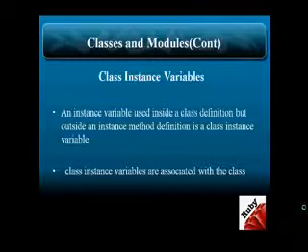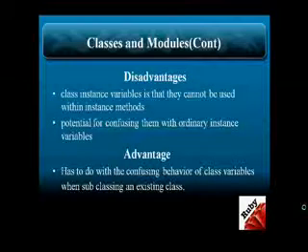Now, talking about the disadvantages and advantages of class instance variables, we can say a disadvantage of class instance variables is that they cannot be used within instance methods as a class variable can. Another disadvantage is the potential for confusing them with ordinary instance variables. One of the most important advantages of class instance variables over class variables has to do with the confusing behavior of class variables when subclassing an existing class.